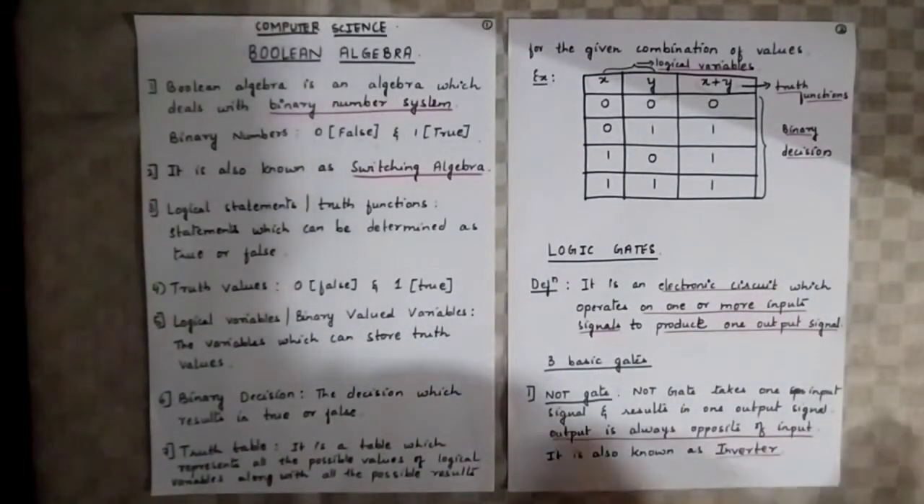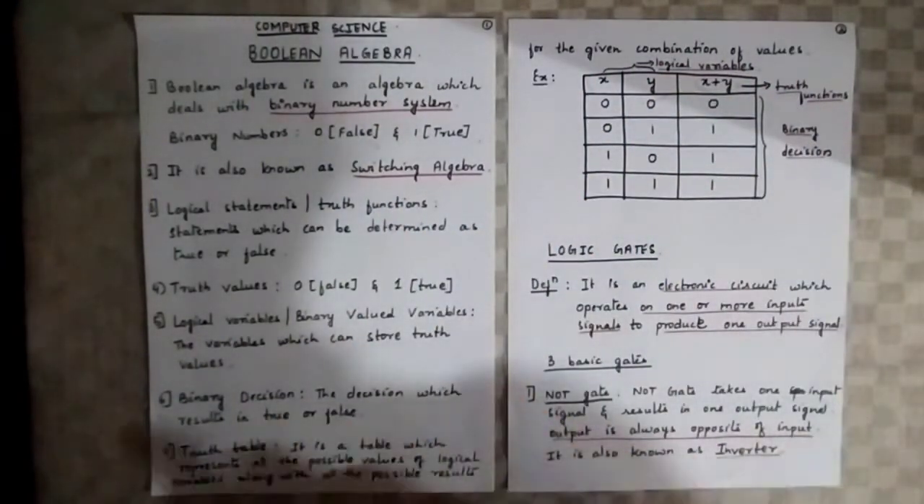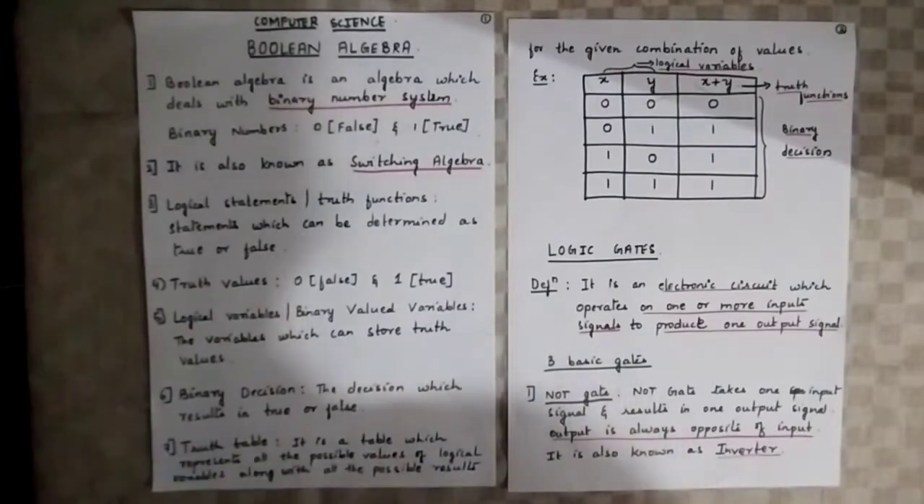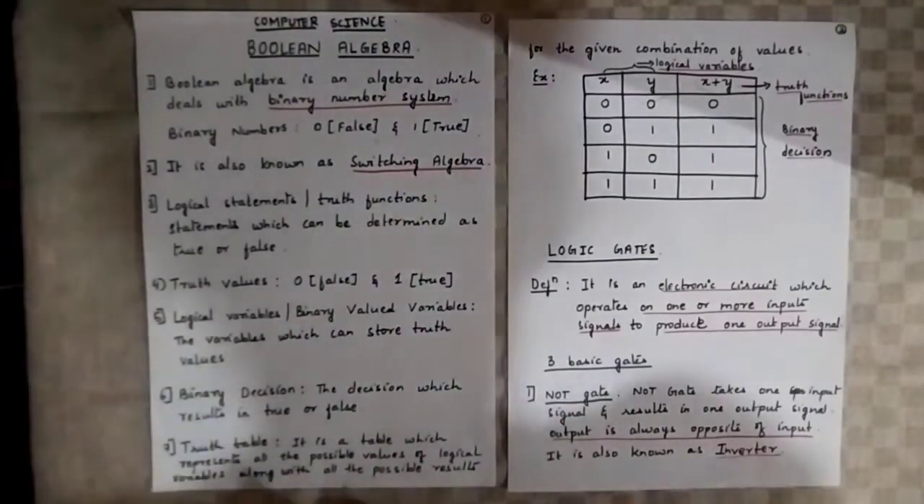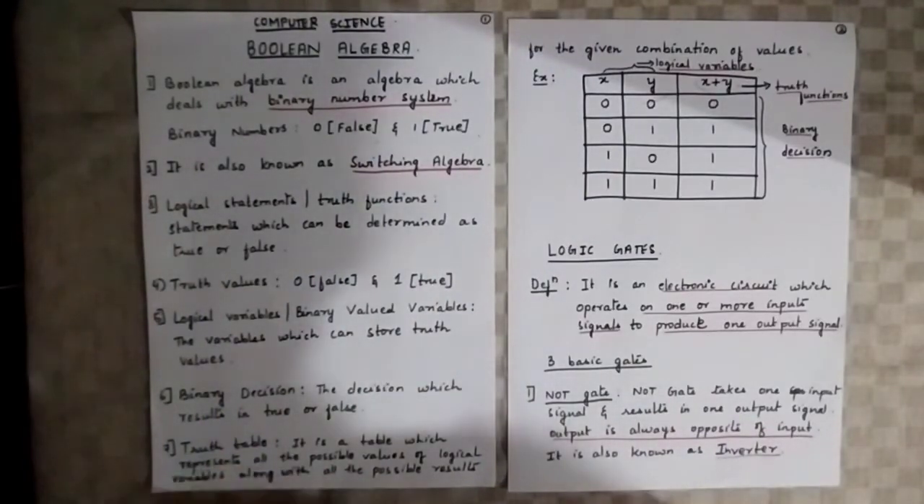Taking together this entire table, it is termed as a truth table. So what exactly is a truth table? As we see here, it is a table which represents all the possible values of logical variables.